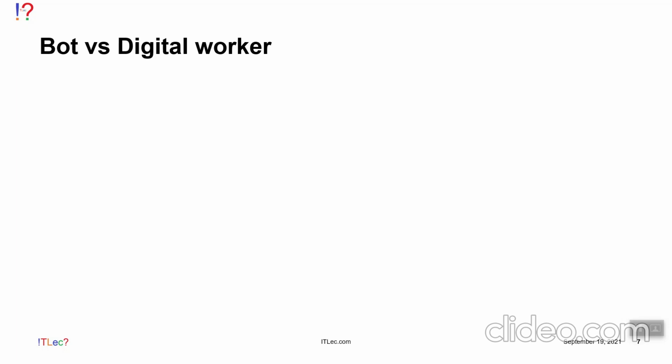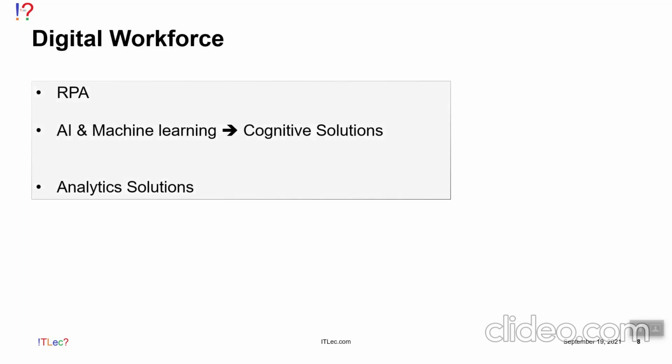A bot is task-oriented, an automated task. So we can summarize it: it can do a task, but a digital worker performs a complete business function from start to finish, enhances the job role, so it thinks, acts, and analyzes. Digital workforce is a new terminology. A digital workforce consists of robotic process automation, AI, and machine learning. Machine learning and AI, we usually call them cognitive solutions and analytics solutions as well.